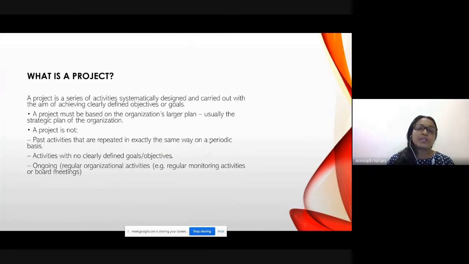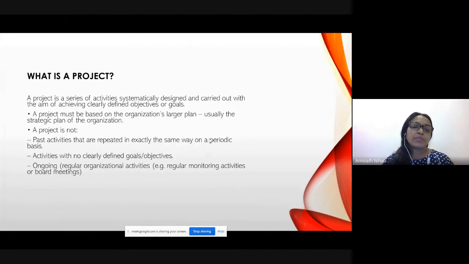A project stems from the strategic plan of the organization. Every organization will have a strategic plan, and the project is stemming from part of your motivation or your mandate to achieve the organization's strategic goals.